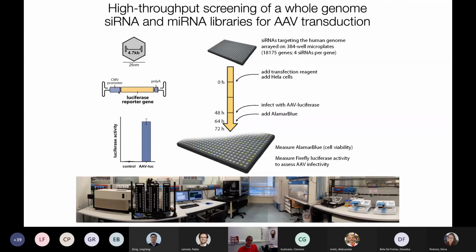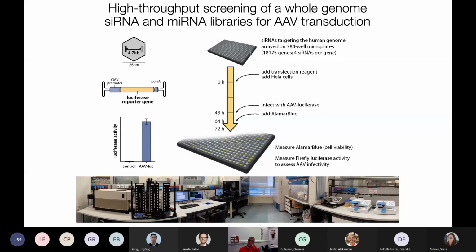And the screening here was to have an AAV vector with a constitutive promoter, the CMV promoter, driving expression of the luciferase gene. We proved that the vector is working. And then the assay was to have a library of siRNAs targeting the human genome, arrayed on 384-well plates, which is what we have here now, thanks to Luca and Eduardo, who just in these days are preparing these libraries. And then basically the siRNAs are plated by the robot in the plates.